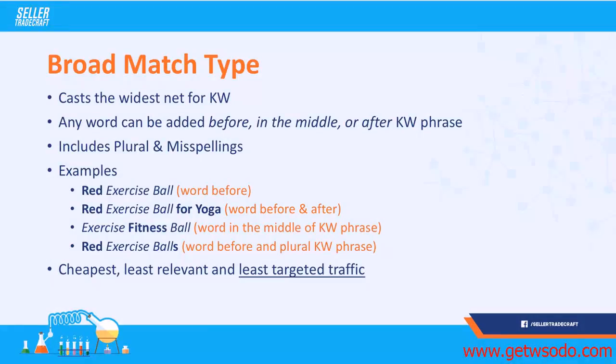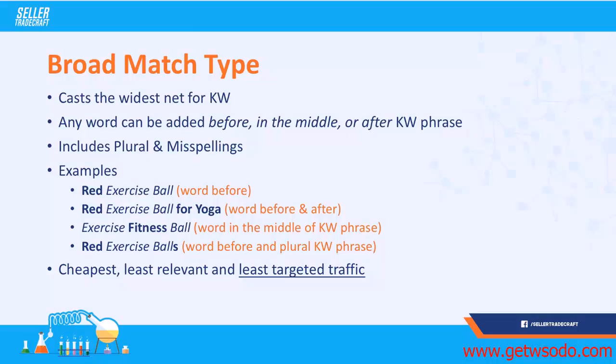First up, we have the broad match type. So the broad match type basically casts the widest net for keywords and matches your product on a broad basis. And by that I mean any word can be added before, in the middle, or after your keyword phrase. And this also includes plurals and misspellings of the original keyword phrase. Now let's go over a couple examples.